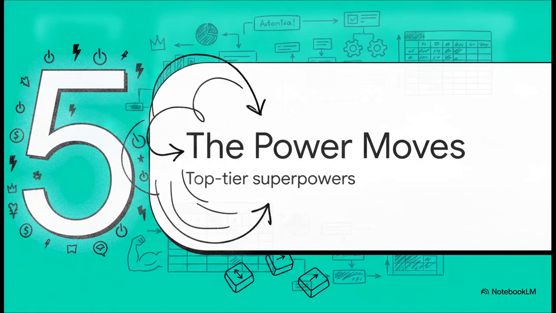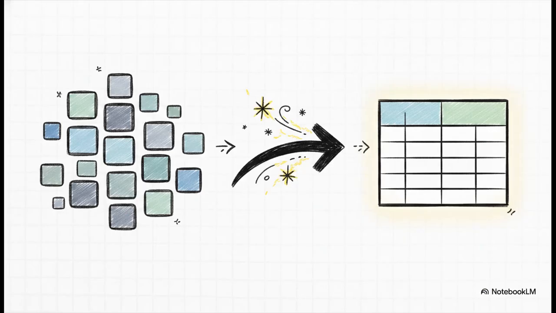All right, we've made it to the big leagues. Part 5, the power moves. These are the top-tier superpowers used by financial analysts to truly automate their workflows.